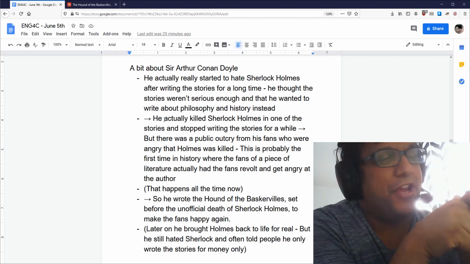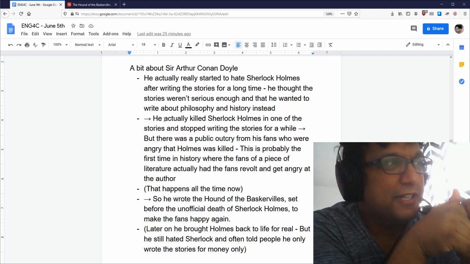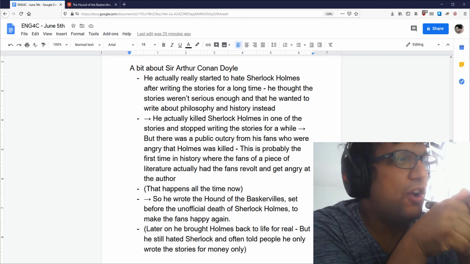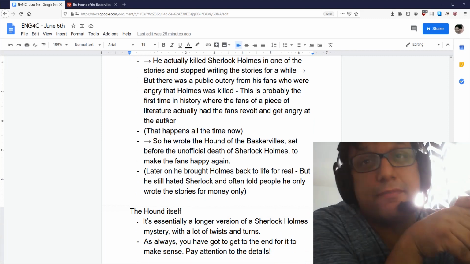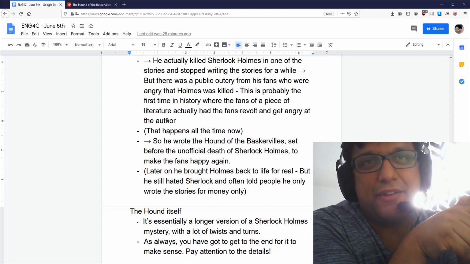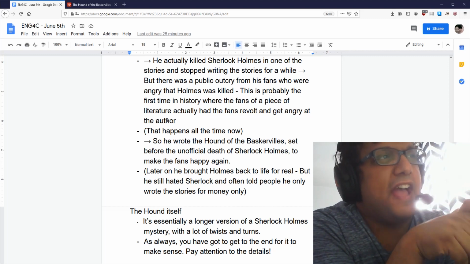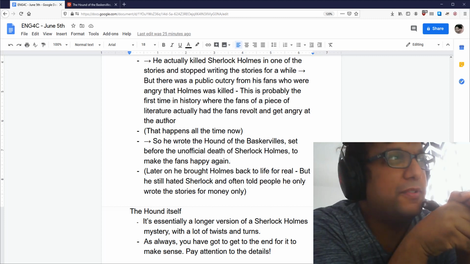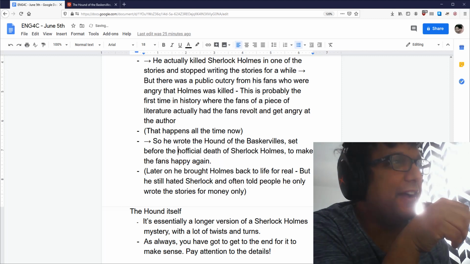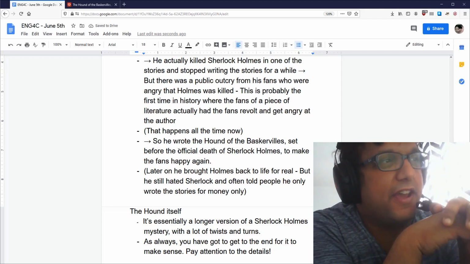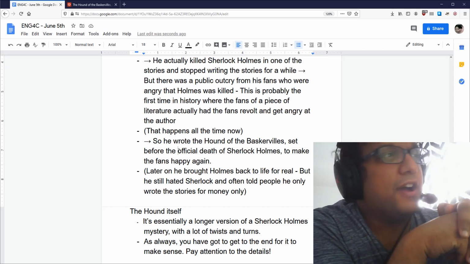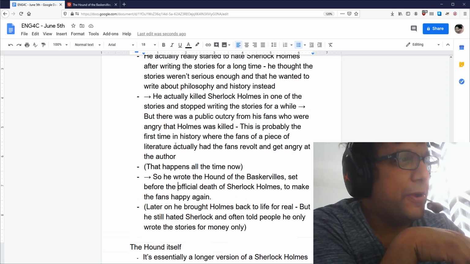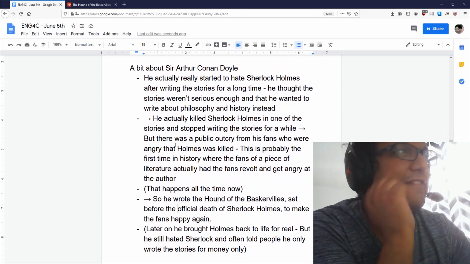Nowadays with Twitter, this happens all the time, with television shows or novels or anything really. But his fans were furious after he killed Sherlock Holmes. So what he did is, first of all, he needed money again. And second of all, people were angry at him because they wanted more Sherlock Holmes. So he wrote The Hound of the Baskervilles as a longer novel, and it's set before the official death of Sherlock Holmes. Essentially he wrote this to make the fans happy again and also make more money. Later on, he brought Sherlock Holmes back to life for real, so it turned out that Sherlock Holmes didn't actually die. But Sir Arthur Conan Doyle always hated Sherlock, from beginning to end.